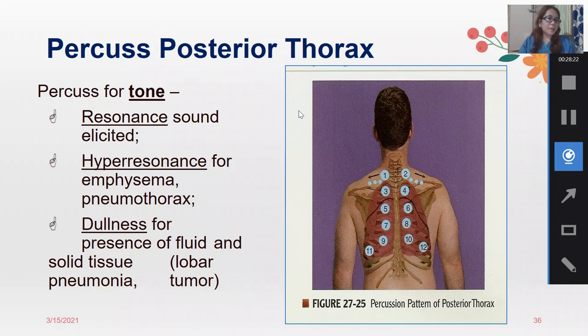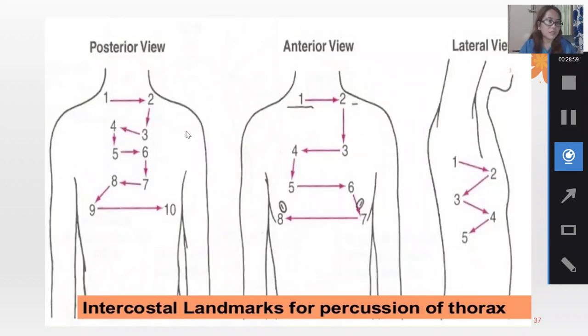Okay. So, percuss the posterior thorax. Paano gagamit ng percussion? So, ito, ididikit mo siya doon sa patient. And then, you percuss. Okay? So, resonance, sound elicited. Dapat, hyperresonance kapag merong emphysema or pneumothorax. Dullness, if there is presence of fluid and solid tissue or lobar pneumonia or there is tumor. So, ibig sabihin, upon percussion, the normal sound elicited should be resonance.